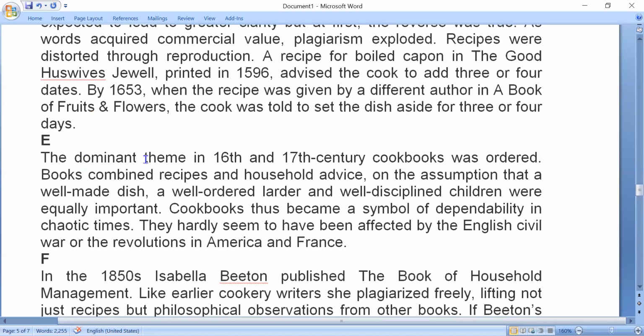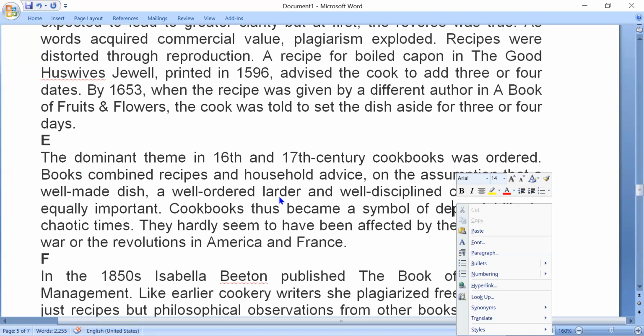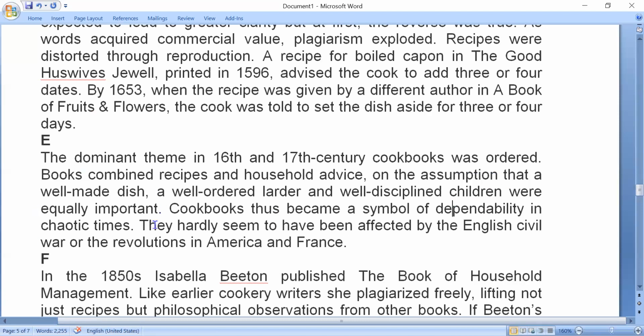Okay. The dominant theme in 16th and 17th century cookbooks was order. Books combined recipes and household advice on the assumption that a well-made dish, a well-ordered larder, and well-disciplined children were equally important. Books thus became a symbol of dependability in chaotic times, as they seem to have been affected by the English Civil War or revolutions in America and France.